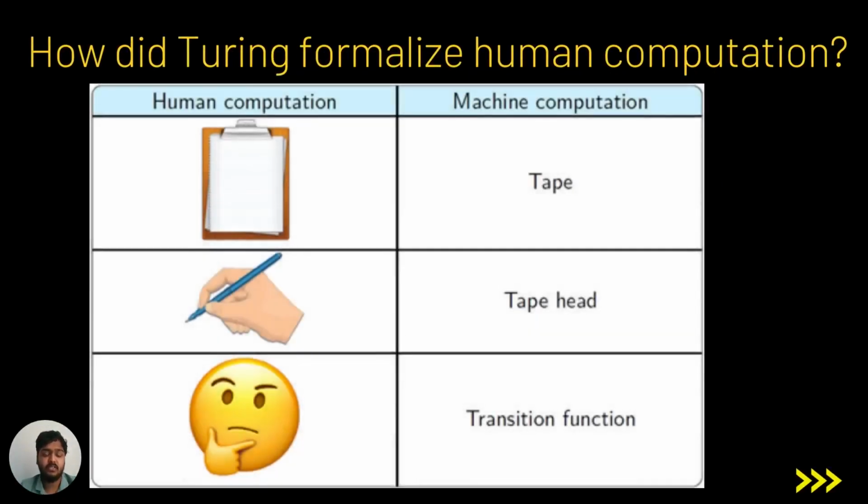How did Turing formalize human computation? These are some of the comparisons between human computation and machine computation. Turing machine is named after Alan Mathison Turing. Here the machine indicates the computing machine, the tape is compared with the paper where we write, and the tape head is compared with the writing on the paper.